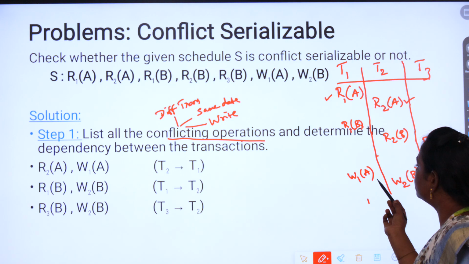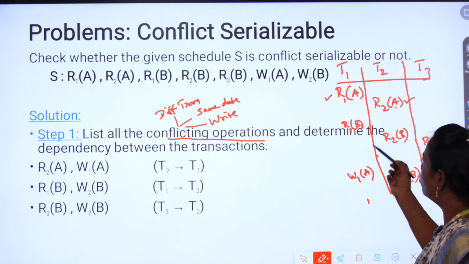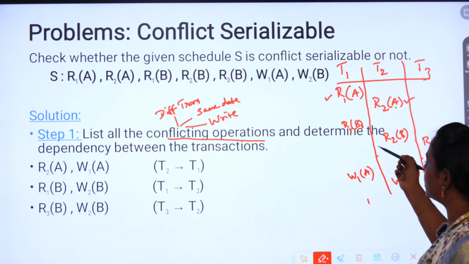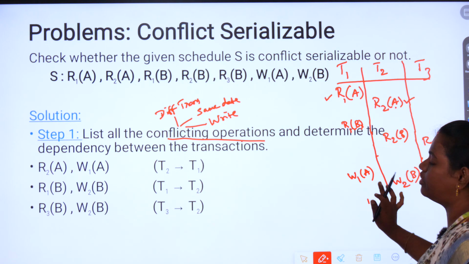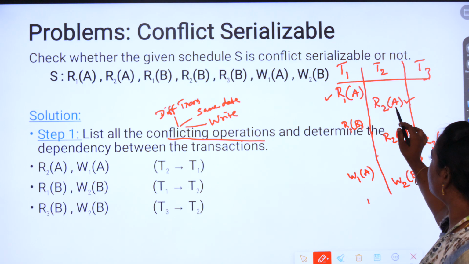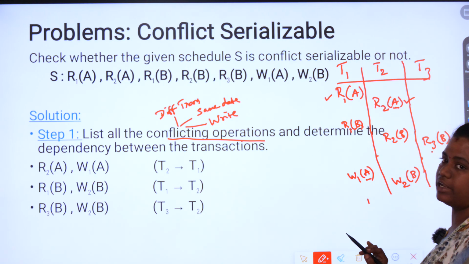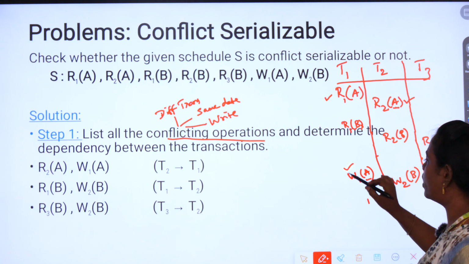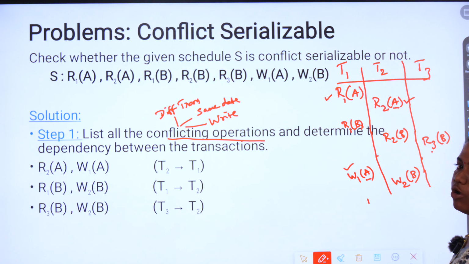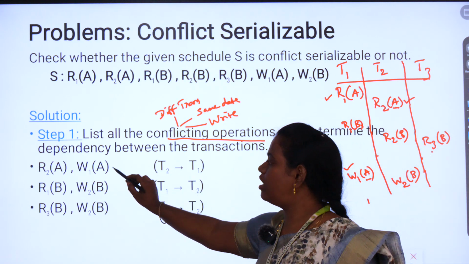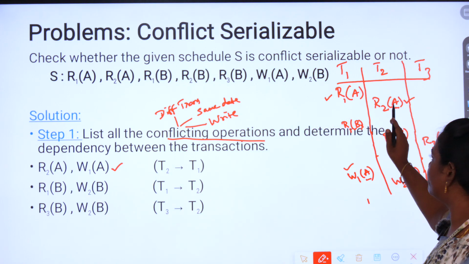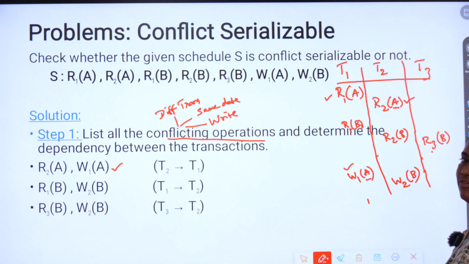I am going to compare with W1 of A. Here it satisfies the first condition: it involves two different transactions, and both are performing operations on the same data, and definitely there is one write. So this is our conflicting operation. So R2 of A, W1 of A is the first conflicting operation for this given problem.